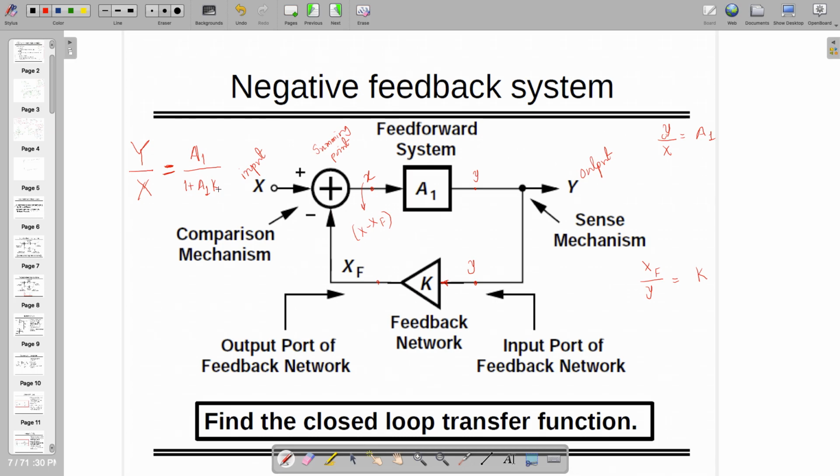I'm writing it straightforward because I assume that it's very easy to derive also. If you wish to derive, you can find out from all these equations, where X is equal to X minus XF. You keep all these things on one side and you derive Y by X. So XF is already known, you just put it there and you can find out everything in terms of Y and X, and you can derive it. Or you can say that Y is equal to A1 times X minus Yk, and this becomes Y plus Yk is equal to A1X. Therefore Y is equal to 1 plus k.